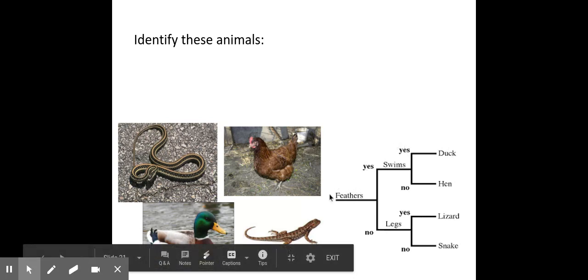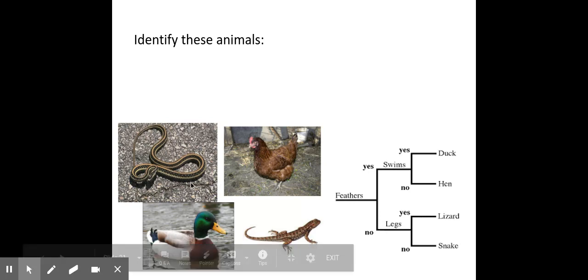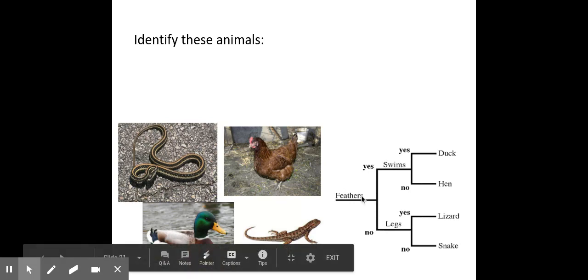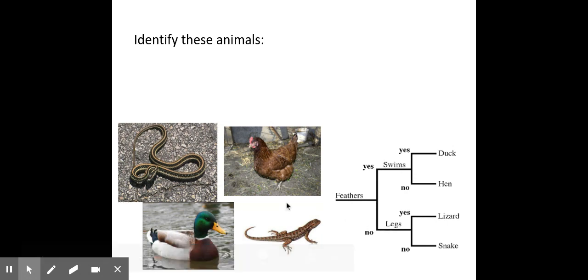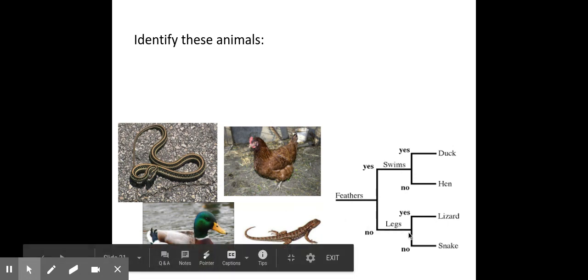So they could say, okay, well, first of all, does this organism have feathers? And it's called dichotomous because you have 2 options. You can say, yes, it has feathers, or no, it doesn't have feathers. So let's say we're trying to identify this organism up on the left here. We could say, okay, does it have feathers? And you look at it, and nope, doesn't have any feathers. So you go this way on the dichotomous key. The next question is, does it have legs? And nope, doesn't have any legs. So then you go with the no side and say, oh, that's a snake.